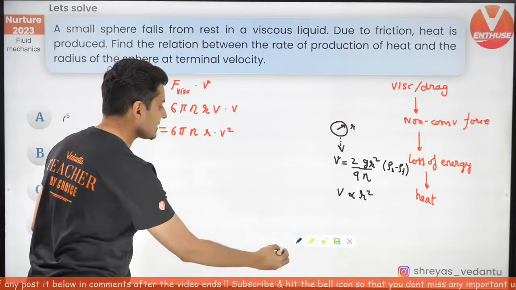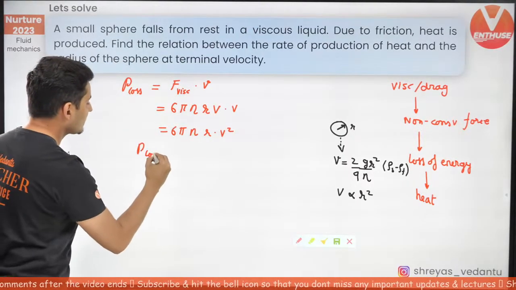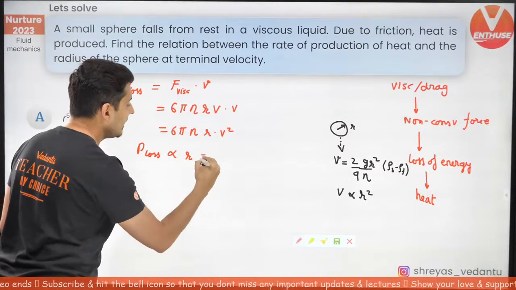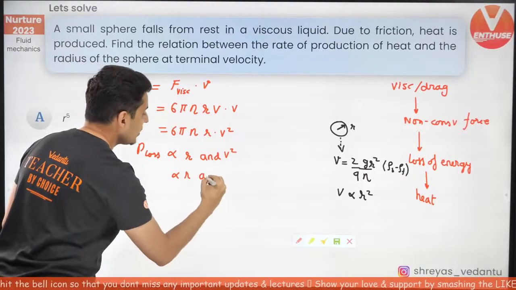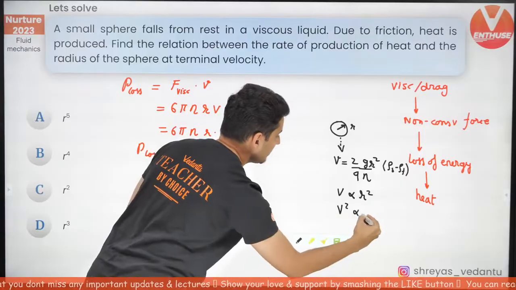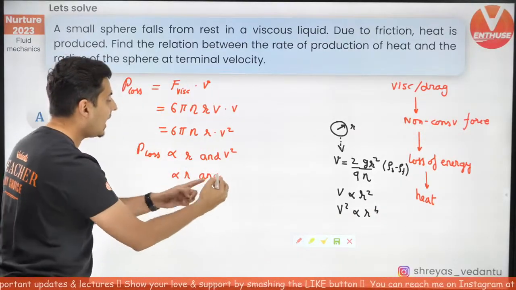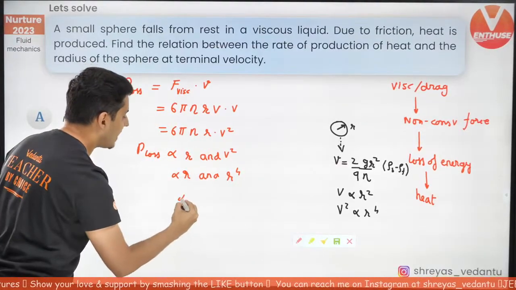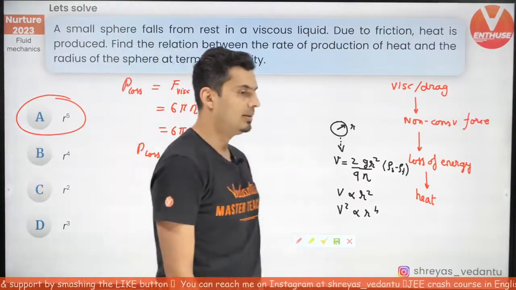That means this power loss is directly proportional to r and v square, and v square will be proportional to r raised to 4. So basically it is proportional to r and r raised to 4, which means r raised to 5. So hence the answer is option A. Done.